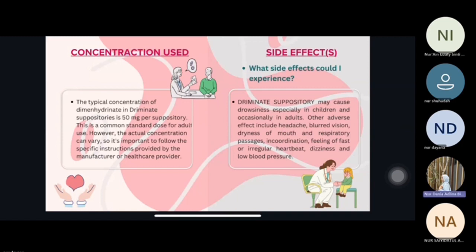Next is the side effects. Dreminate suppository may cause drowsiness, especially in children and occasionally in adults. Other adverse effects include headache, blurry vision, dryness of mouth and respiratory passages, incoordination, feeling of fast or irregular heartbeat, dizziness, and low blood pressure.